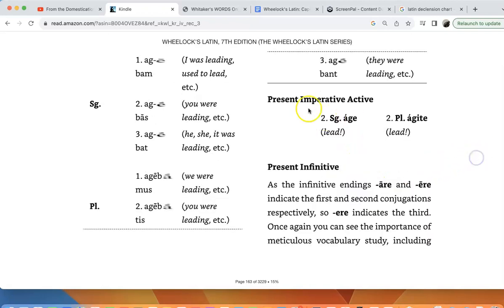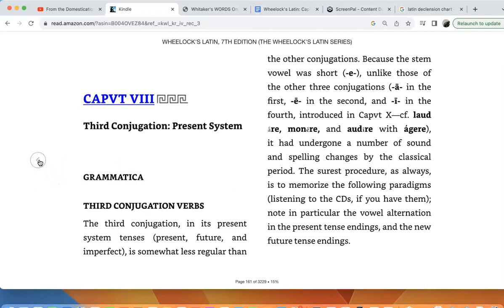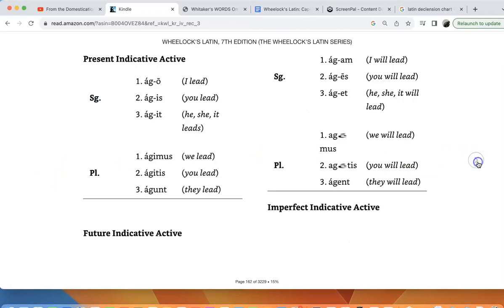And then the imperfect still follows bam, bas, bat, bamus, batis, bant, except we have a longer vowel or macron to indicate that. So that one, again, all this is explained a little bit more in detail as you read through the chapter here.